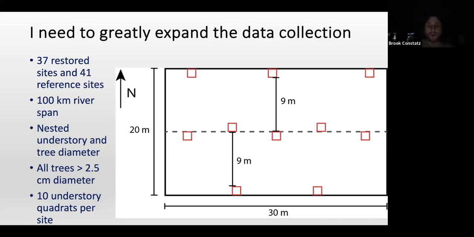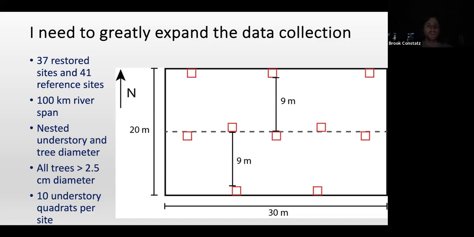It was 20 meters tall, facing north, and 30 meters wide. And all the red squares are where I sampled understory quadrats. And those could rotate a little bit based on a random number generator to make some evenness. But this was great because what I was doing is I was measuring all the stems for all the trees that were greater than 2.5 centimeters at chest height. But I was also doing shrub transects from the center line.